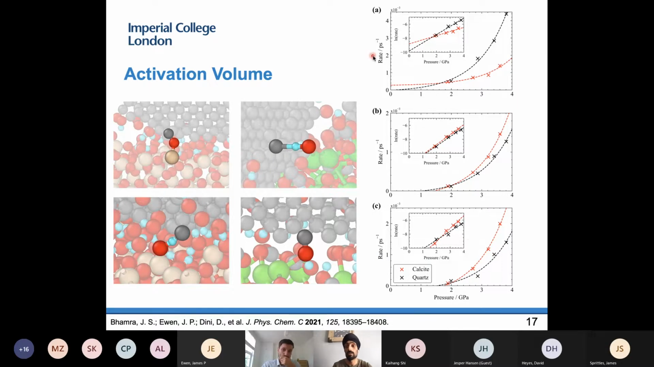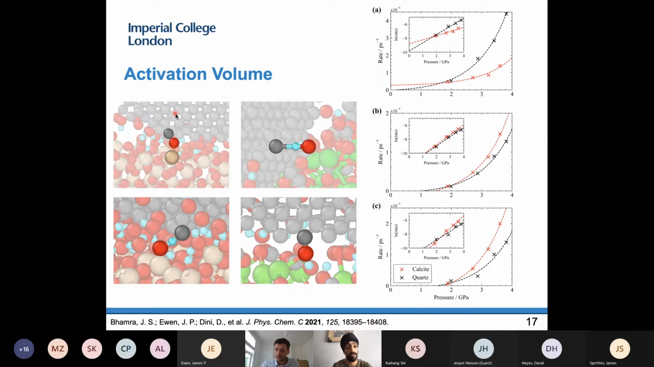So essentially what we plotted is the rate against pressure, and then on a logarithmic scale, the natural log of rate against pressure. We can see that the quartz activation volume in the dry case is much higher. But again, as more water molecules are added, the trend is reversed.